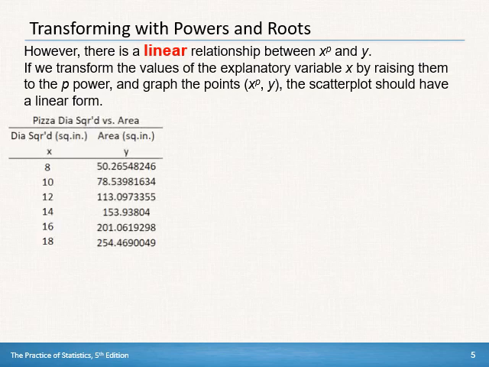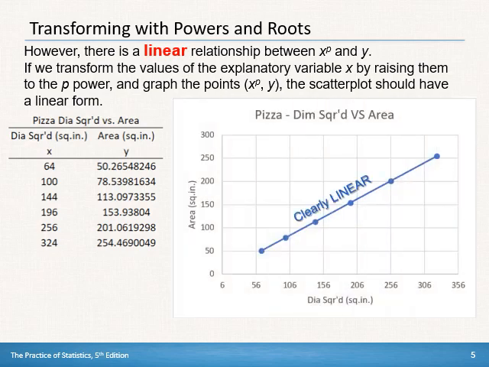So this was essentially the chart that we just had. But if I square those diameters, so now I have the diameter squared. So instead of 8, it's 64, and so on. If I plot that data, it is linear. So instead of using my diameter as my x value, if I use my diameter squared, then now I have linear data, all right?